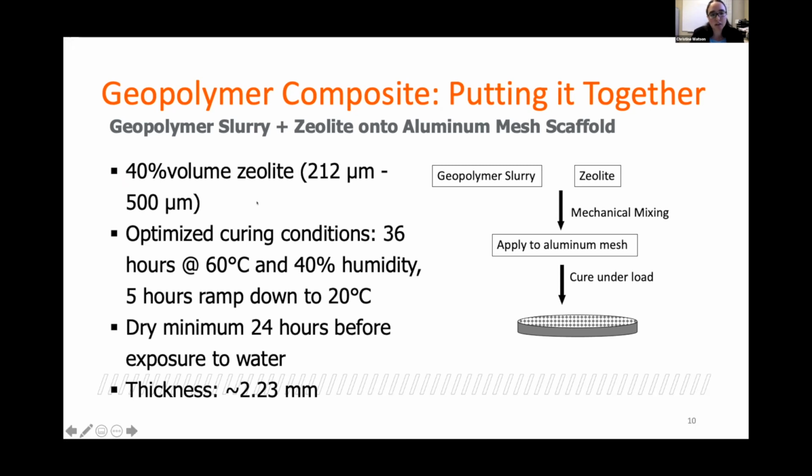I found that the optimum curing conditions were 36 hours at 60 degrees C and 40% humidity, followed by a 5-hour ramp down to 20 degrees C. The ramp down is to avoid any thermal expansion mismatch between the aluminum mesh and the geopolymer slurry. After that, I dried it for a minimum of 24 hours before exposing it to water. And the membranes were typically somewhere around 2.23 millimeters in thickness.